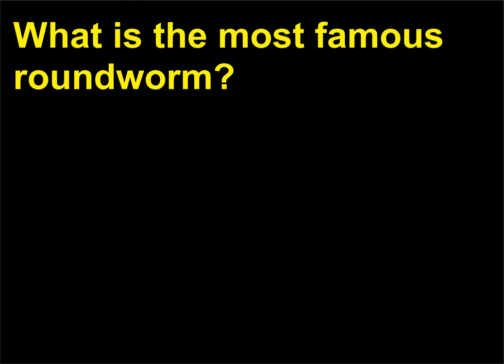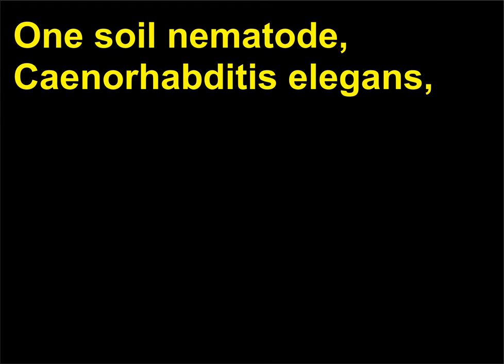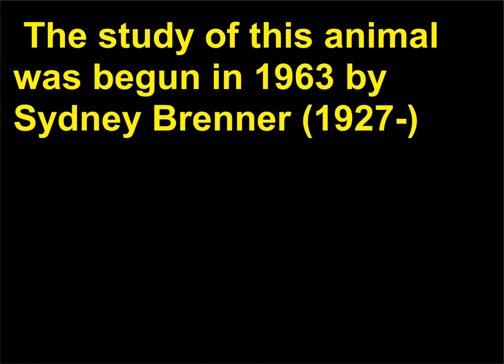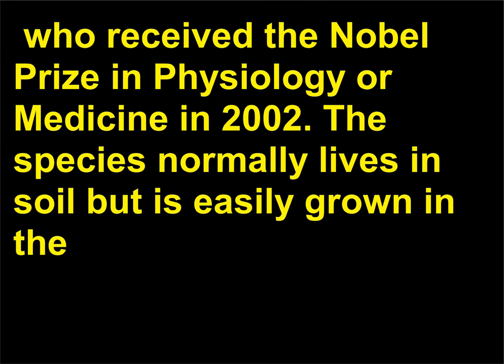What is the most famous roundworm? One soil nematode, Caenorhabditis elegans, is widely cultured and has become a model research organism in developmental biology. The study of this animal was begun in 1963 by Sidney Brenner, 1927, who received the Nobel Prize in Physiology or Medicine in 2002.